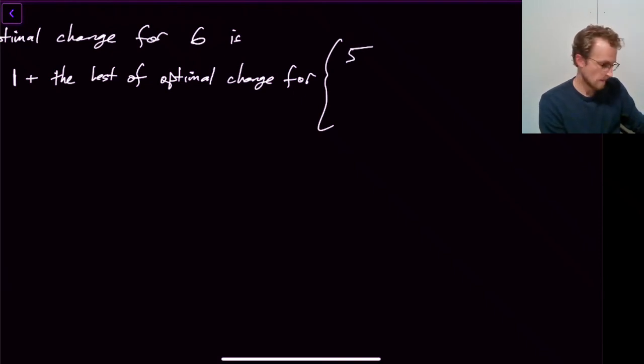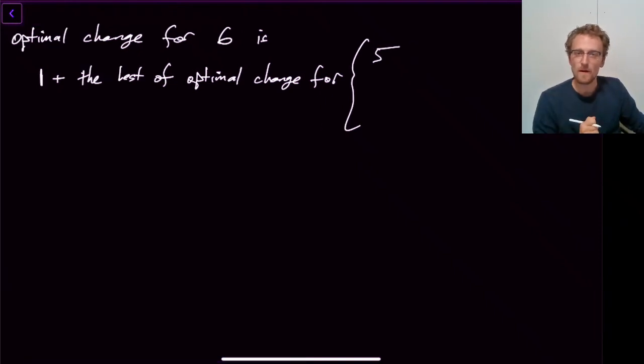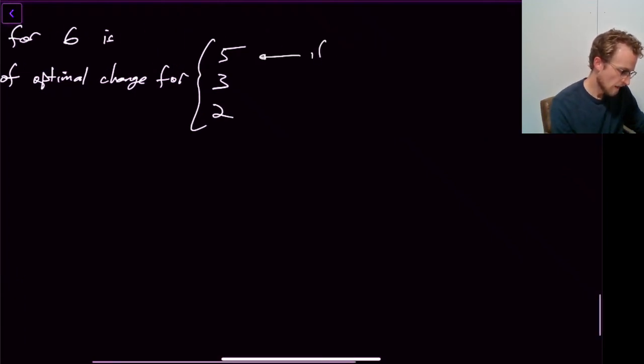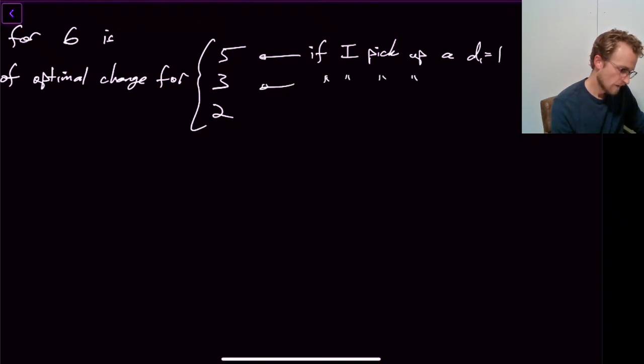And what would that correspond to? Well, that would correspond to the idea that I picked up a 1, right? So I subtracted 1 off of 6, or 3, and that corresponds to the situation that I picked up a 3, or 2, right? And so this is what happens if I pick up a 1. I should write a D1 equals 1. This is if I pick up a D2 equals 3. And this is if I pick up D3 equals 2. Okay.